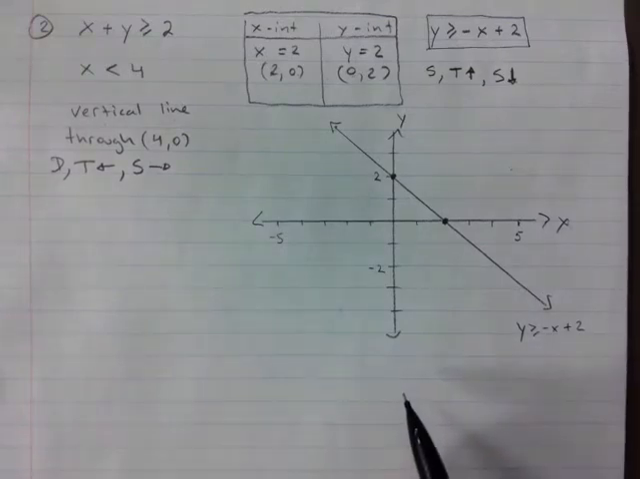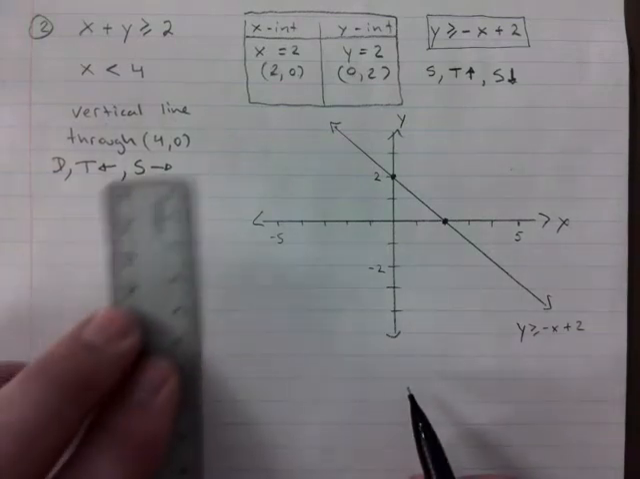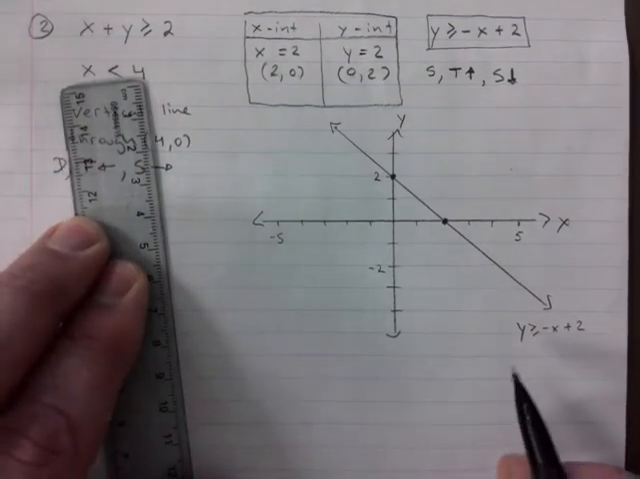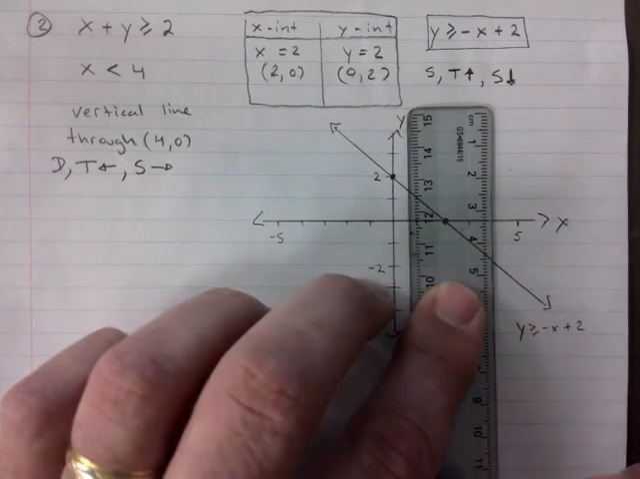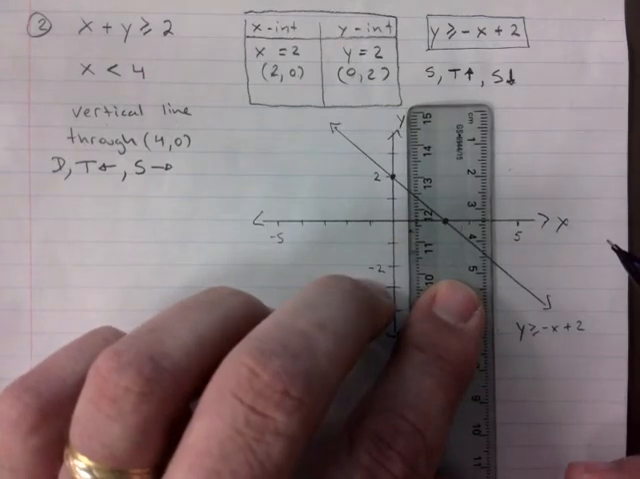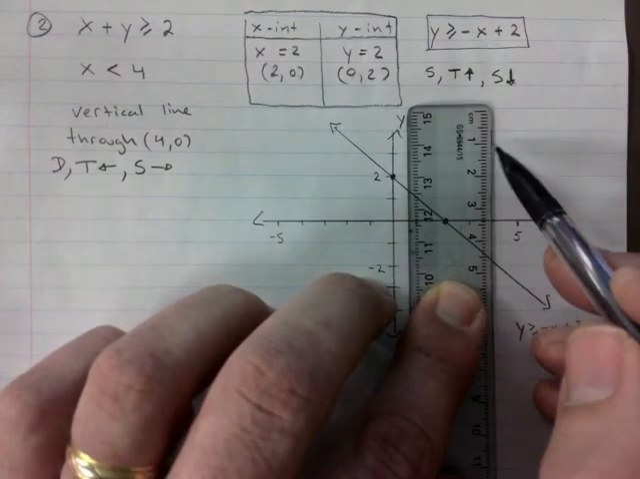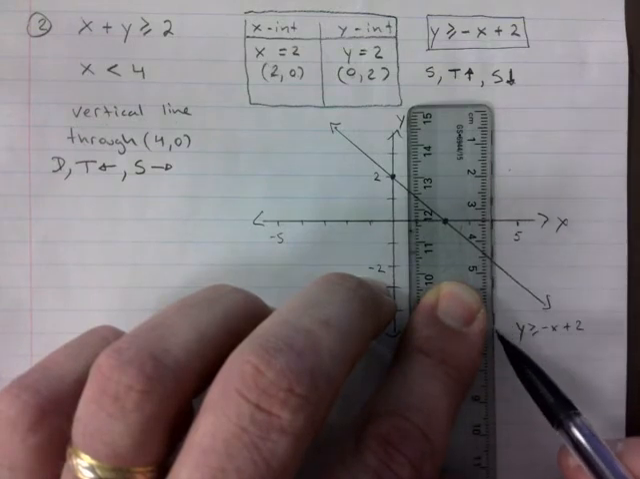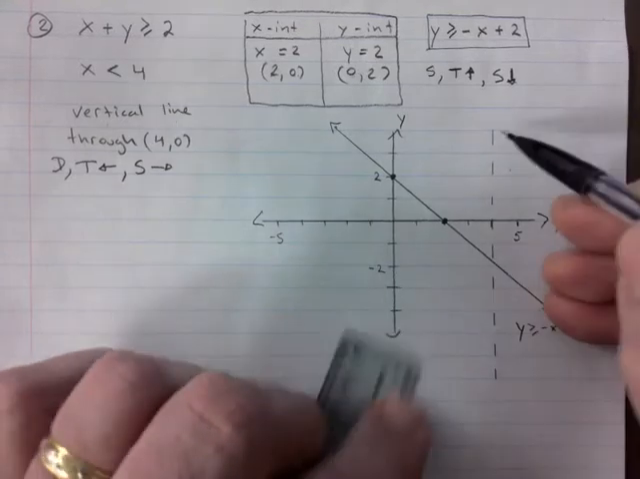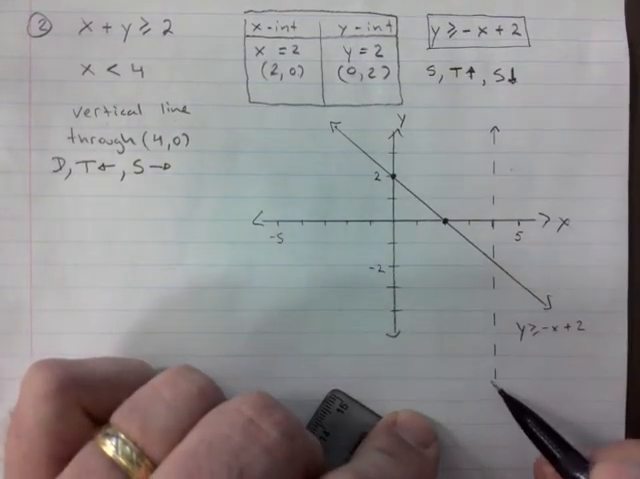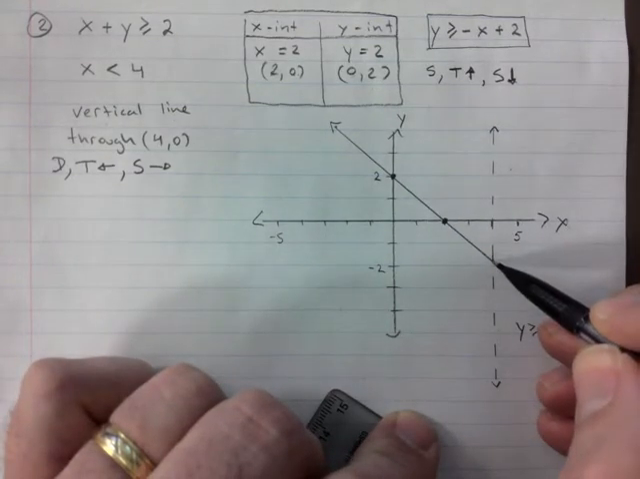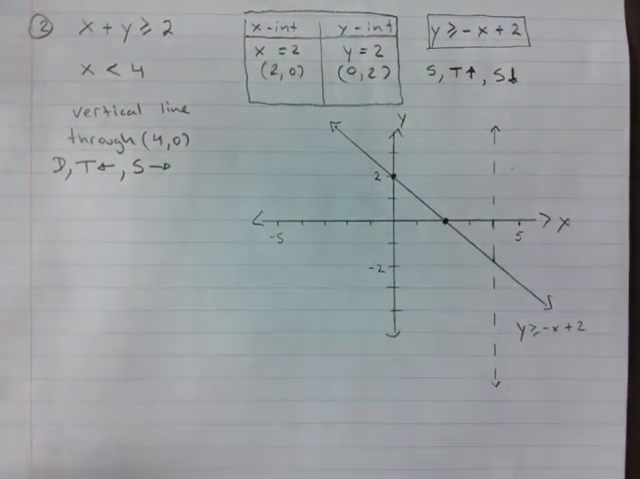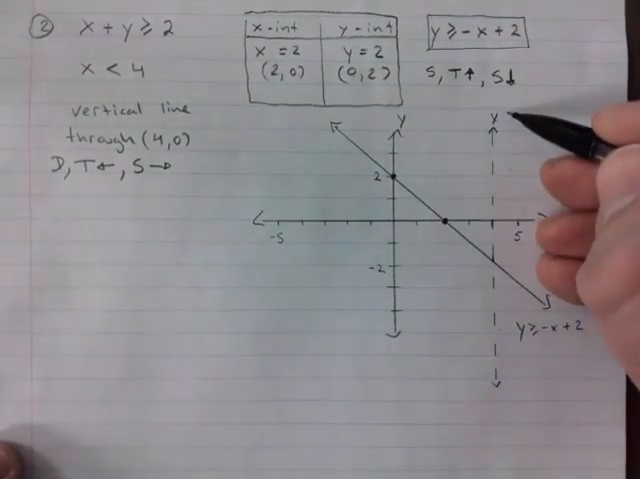And then the vertical line through 4, 0 because it's +4. So right here, and that one is dashed. So make it very obvious that it's dashed, right? This is the line, X is less than 4.